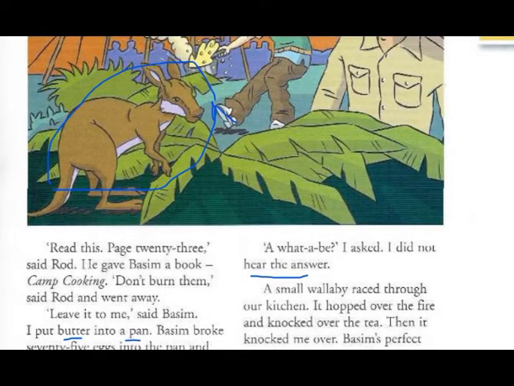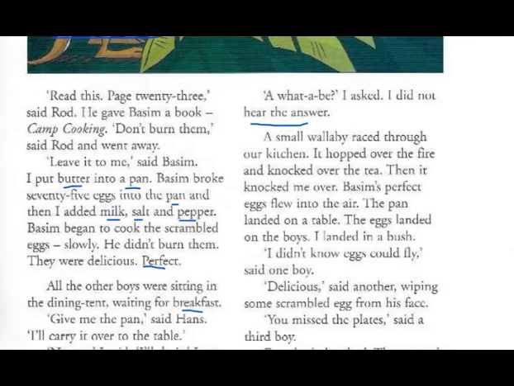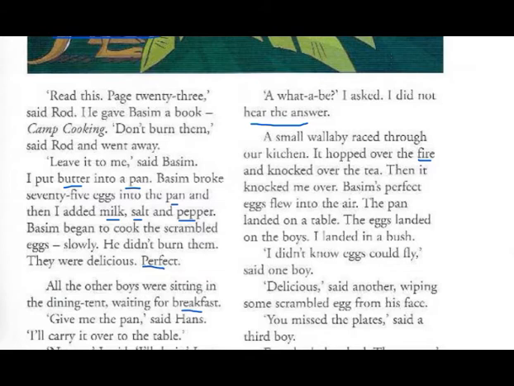The wallaby lives in Australia, just like the kangaroo. A small wallaby raced through our kitchen. It hopped over the fire and knocked over the tea. Then it knocked me over. Basim's perfect eggs flew into the air.